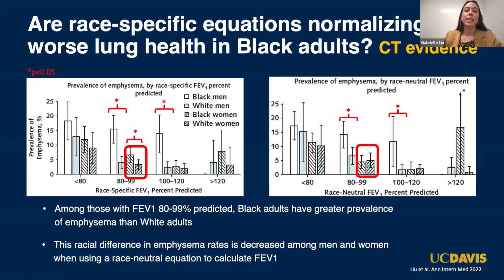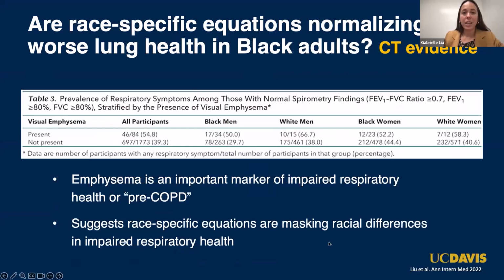However, when we looked at a race-neutral FEV1% predicted in this range of 80 to 99%, now Black women and white women had similar rates of emphysema. And we felt this was an important reflection of lung health because emphysema has been associated with lung function decline, exacerbations, and mortality, and is generally considered an important marker of pre-COPD or impaired respiratory health. So in this study, we also noted that respiratory symptoms were more common among people with emphysema.